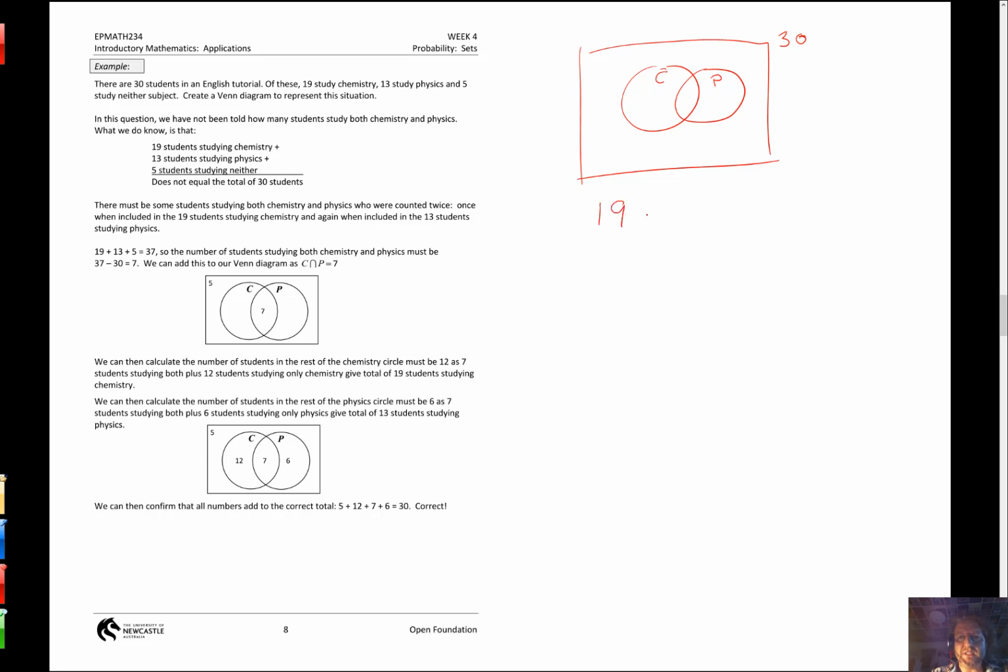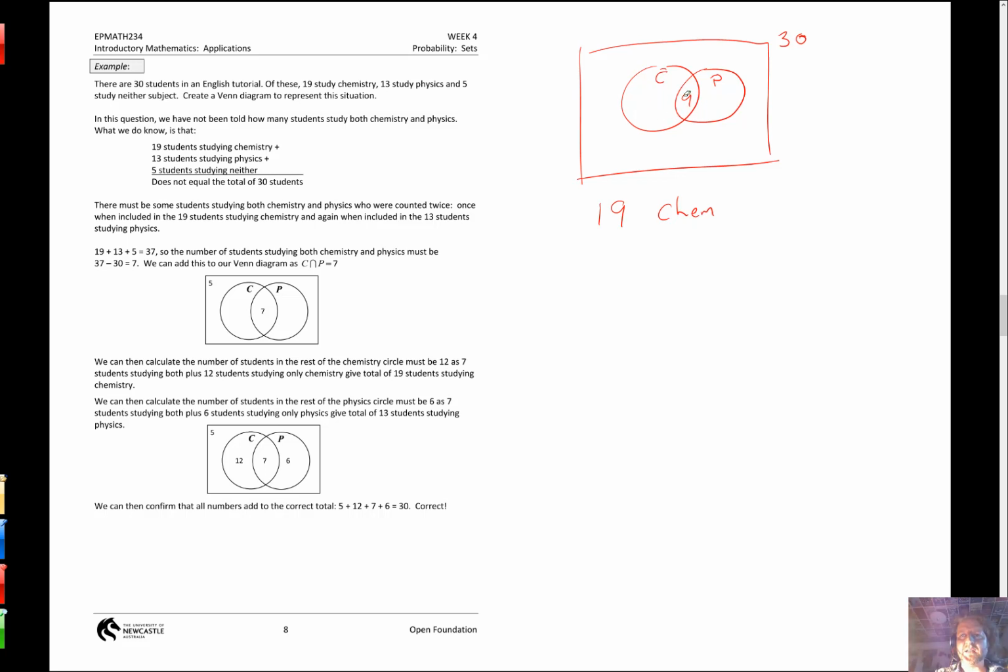19 study chemistry. If I was to just write 19 here, I've already made a big mistake, because there might be some that study chemistry and physics. So I can't just say that 19 study only chemistry. This question, unlike the previous question, didn't say 19 study only chemistry. It said 19 study chemistry. So the truth might be 10 might do chemistry and 9 do physics as well. All 19 just chemistry means my total in the C circle must be 19.